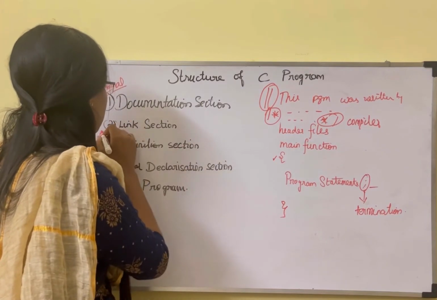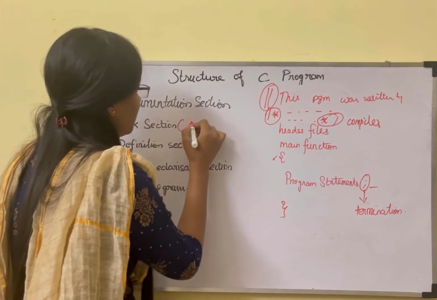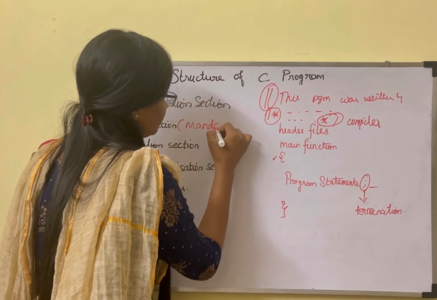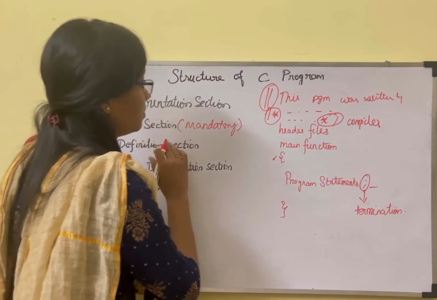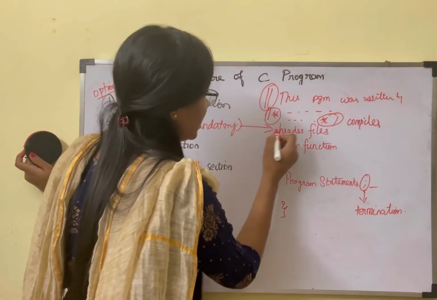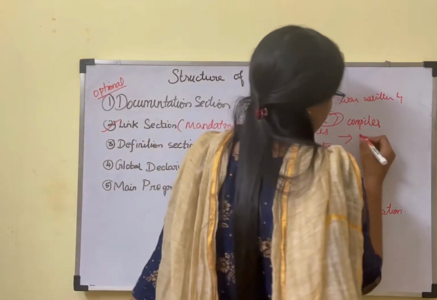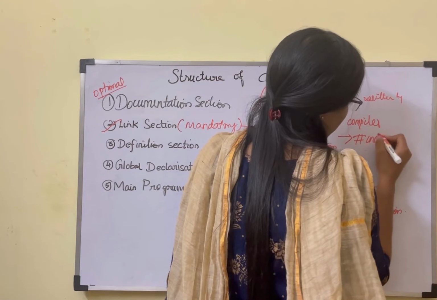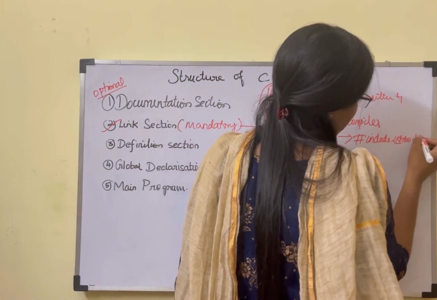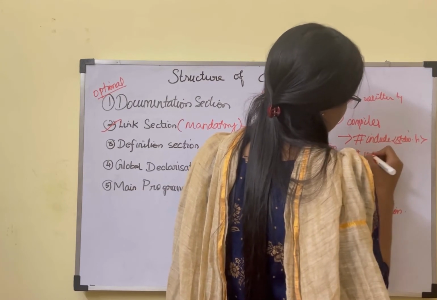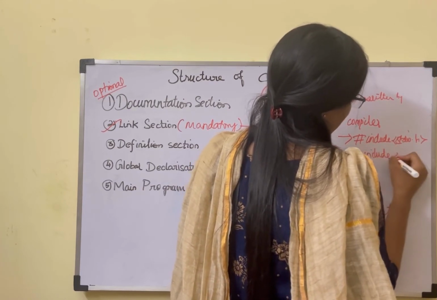Next is the link section. This is a mandatory part. Link section is nothing but the header files. I have already explained what the header files are. Important header files are #include <stdio.h>, then #include <conio.h>.